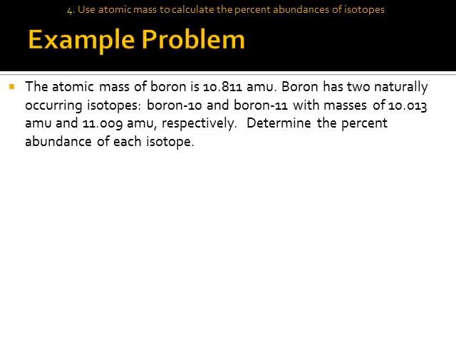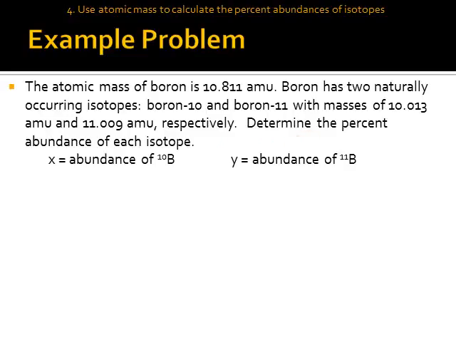So we're told the atomic mass of boron is 10.811 AMUs. Which actually you wouldn't even need to be told that because you can just look it up on the periodic table. Boron has two naturally occurring isotopes, boron 10 and boron 11, with masses of 10.013 AMUs and 11.009 AMUs, respectively. Determine the percent abundance of each isotope.